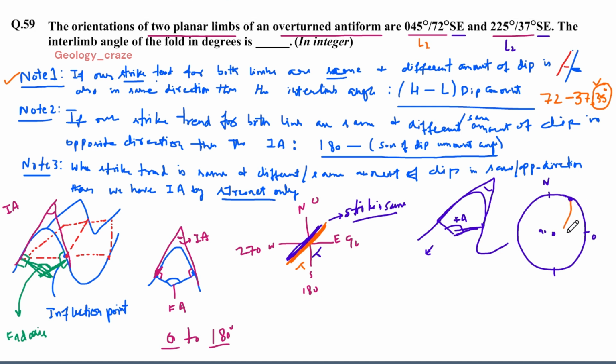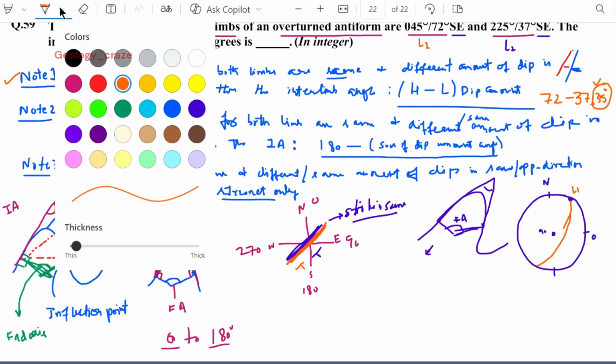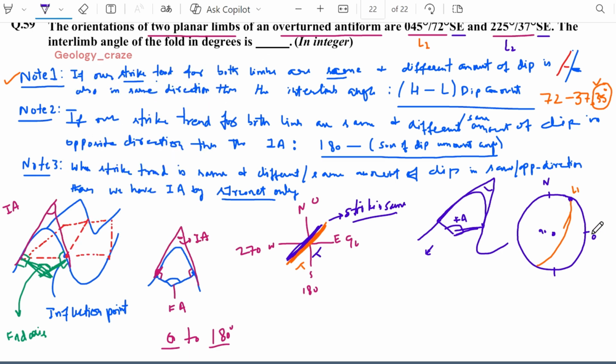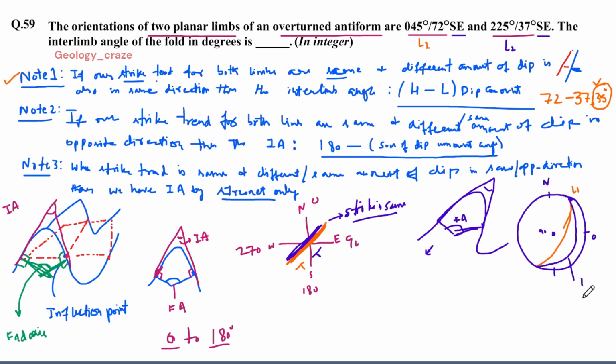Suppose this is our L1 curve. For the L2 curve, we have used this deep blue, and its angle is less now, so it will be towards the 0 side. So this is our L2, 37 degrees. We will calculate from here to here, but in the east-west direction, not the same.